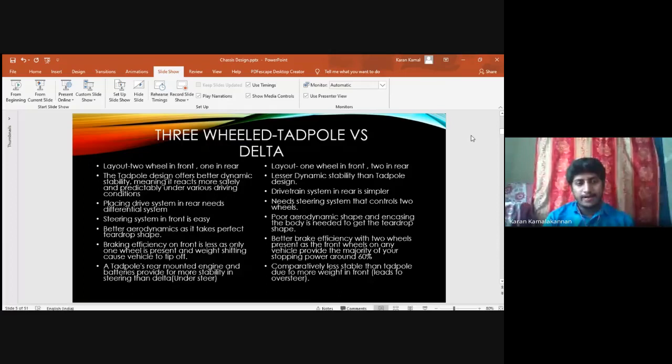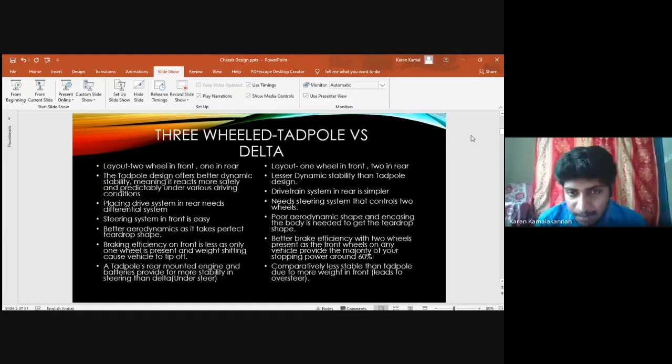Okay, so for a tadpole design, placing the drive system in the rear needs a differential system, and the drive system in the rear is simple in the delta design. And next, the steering system at the front is easy in the tadpole design, similar to what we see in an auto. So for a tadpole or delta design, we have a design similar to an auto.